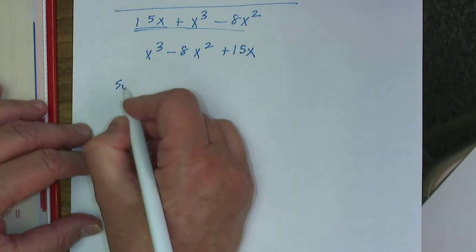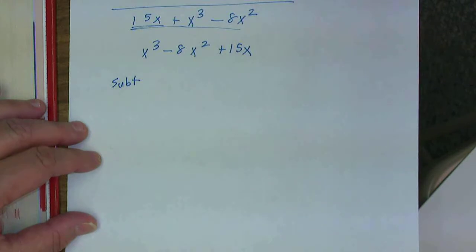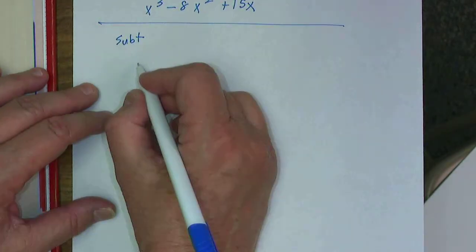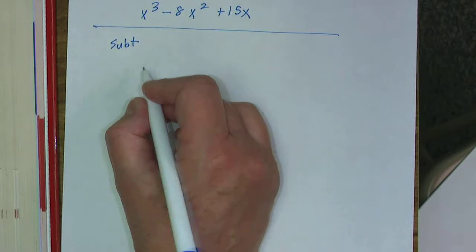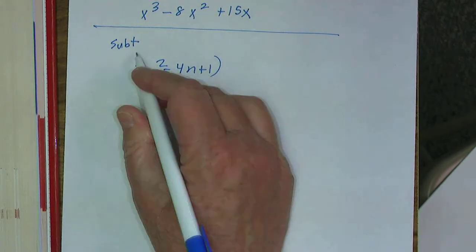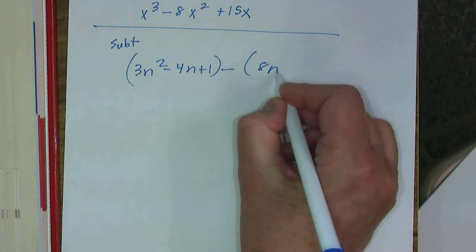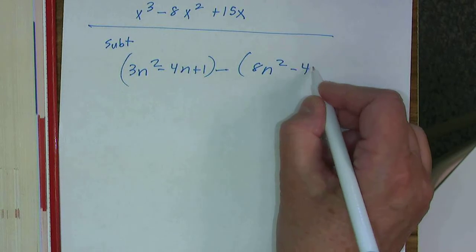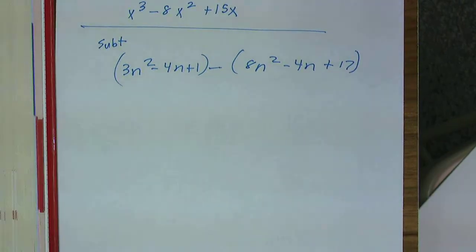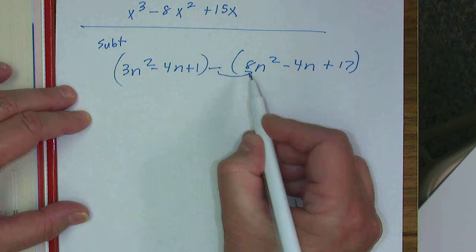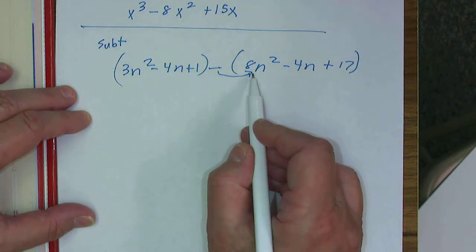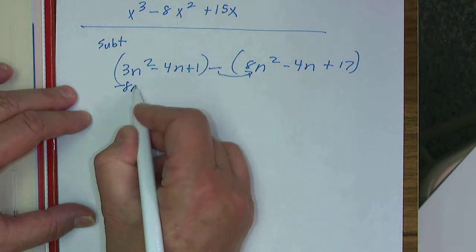A subtraction problem. Let's take (3n squared minus 4n plus 1). And let's subtract the polynomial 8n squared minus 4n plus 17. The important thing about the subtraction is to make sure the subtract sign carries through, which changes the sign. This becomes negative 8n squared, just going to line it up here.